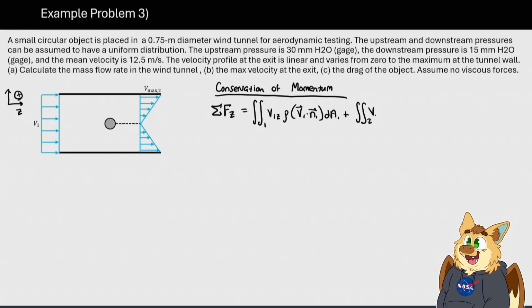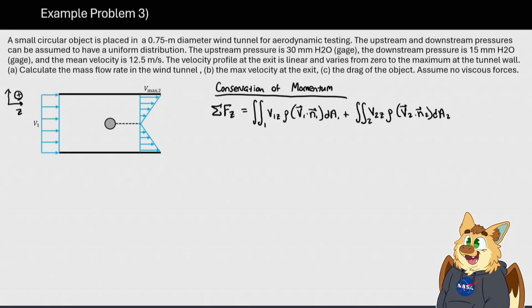This will be V2z times rho V2 dot N2 times dA2. Okay, lots more integration moving forward. Again, feel free to skip ahead if you need to. I'm going to work through the math just because math's important and you've got to make sure your steps and your signs are correct. Okay, so how do we want to start this off here?